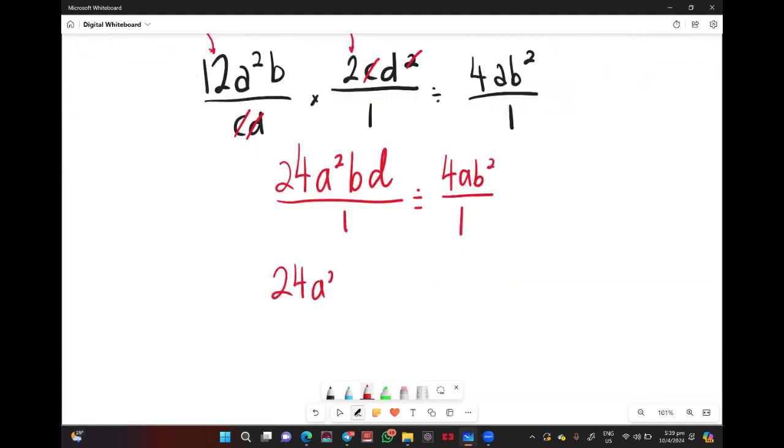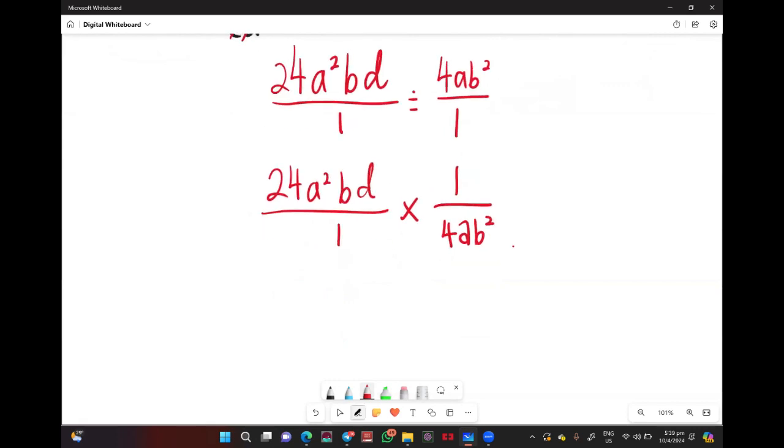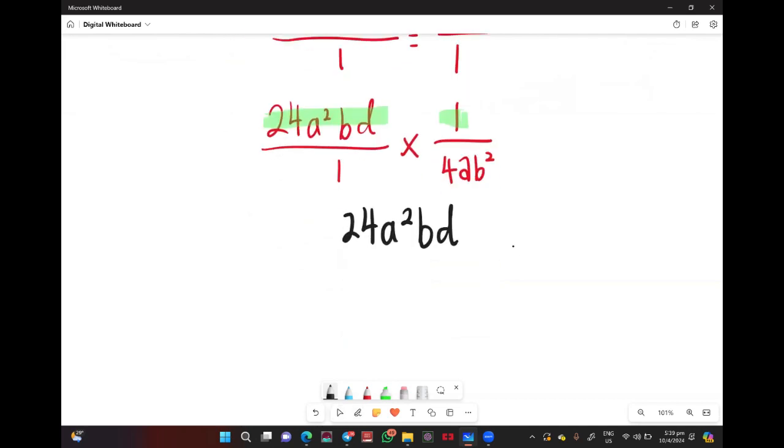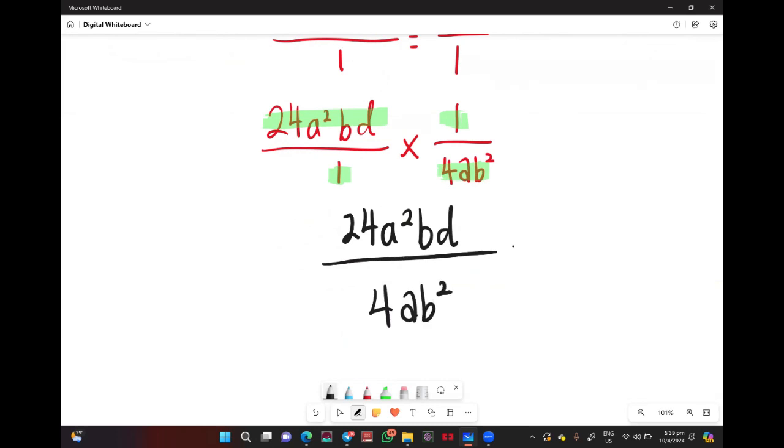Keep change and flip. Am I making sense? I keep this, I change this, I flip this. You must always remember, the moment you see division, keep change, flip. Not KFC, but KCF. Numerator, numerator. So we remain it. Understand? Denominator, denominator. So no change. Agree so far?